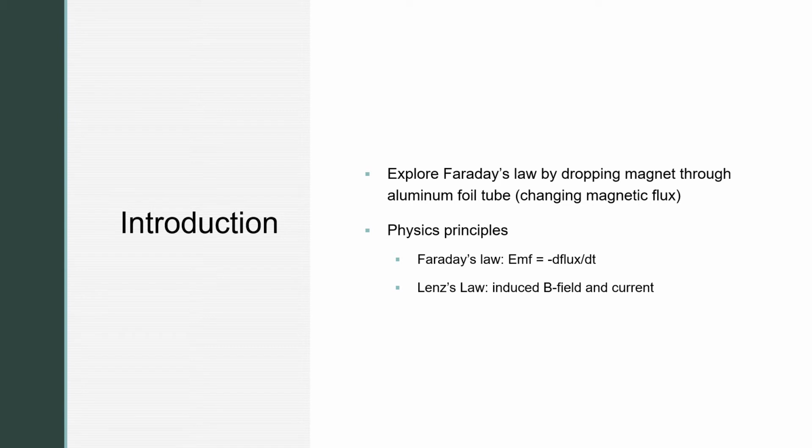Okay, so in Lab 5 we explored Faraday's law and the concept of induced magnetic fields and induced electric currents by dropping a magnet through an aluminum foil tube. While the magnet was falling, the magnetic flux through the aluminum tube was changing. This changing magnetic flux induced an EMF in the aluminum foil and also induced a current. And this current induced a magnetic field in the direction that opposed the change in the magnetic flux from the magnet. So we basically used Faraday's law and Lenz's law.